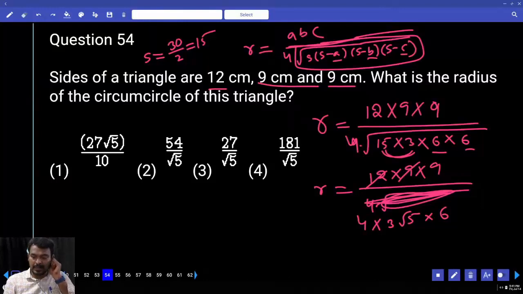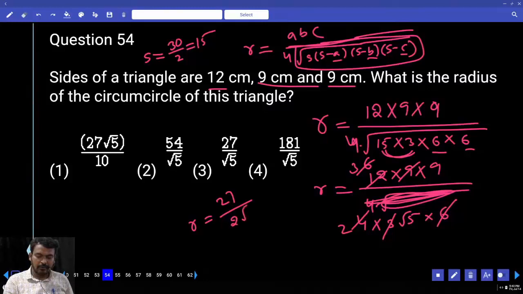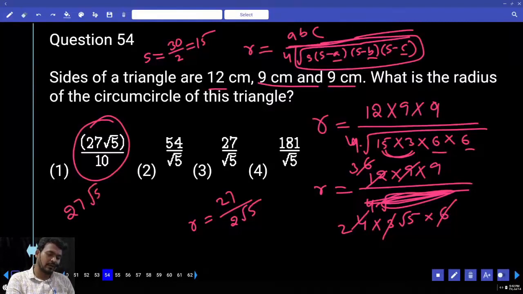108, and 3 into 6 is 18. How many times 6? 6 times. Okay, 2 times, and 2, how many times 3? 3 times. What is the numerator? 27 by the denominator 2 root 5. 27 by 2 root 5. What is the first option? 27 root 5 by 10. That one we wrote, 27 root 5 by 10, means root 5 into 2 root 5 cancels. What is the remaining? 27 by 2 root 5.